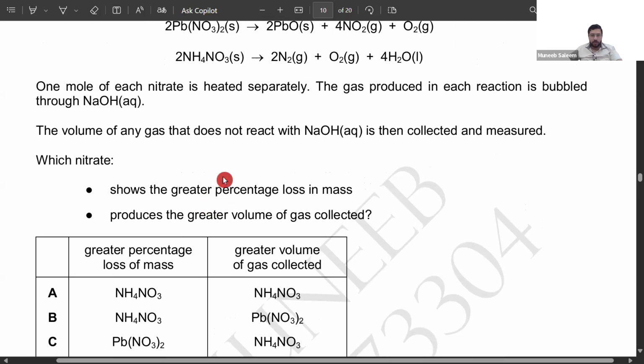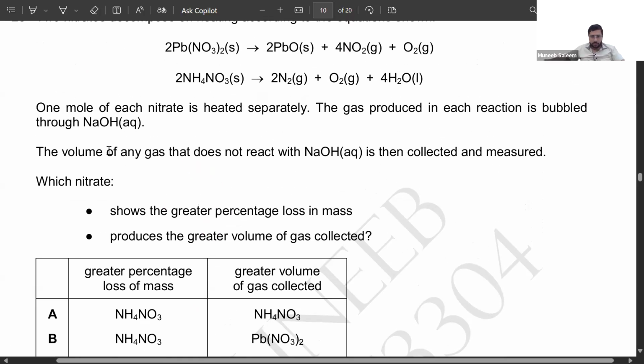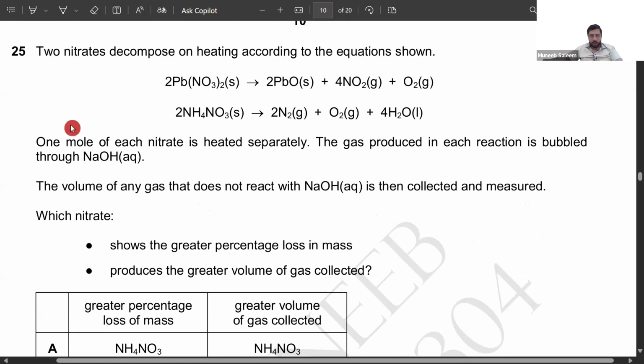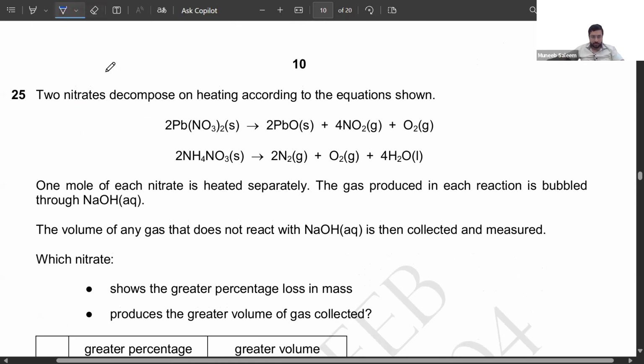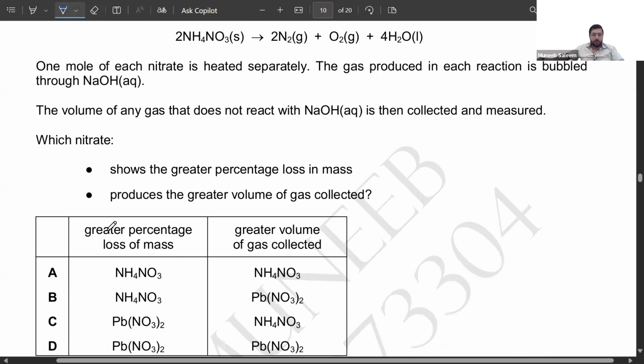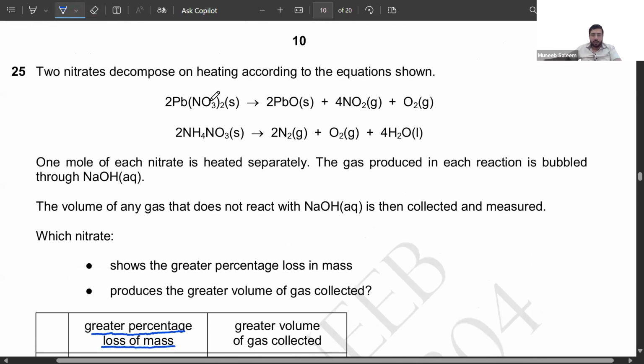All right, now here in this question, we are supposed to do some calculations. Only then will we be able to answer the question. Now, first of all, if it says greater percentage loss of mass, then it means that the initial reactant has lost some of the mass. And how do we know? Basically, let's suppose we are using an electronic balance.